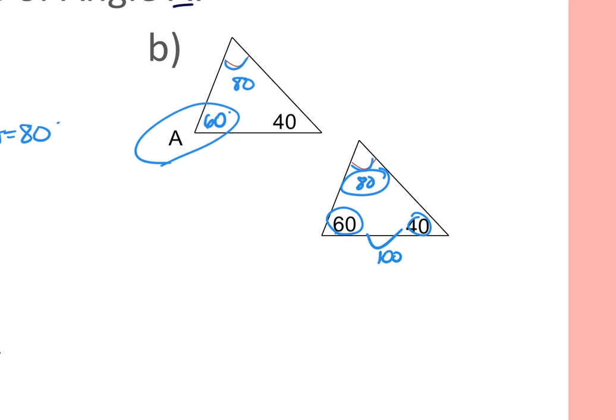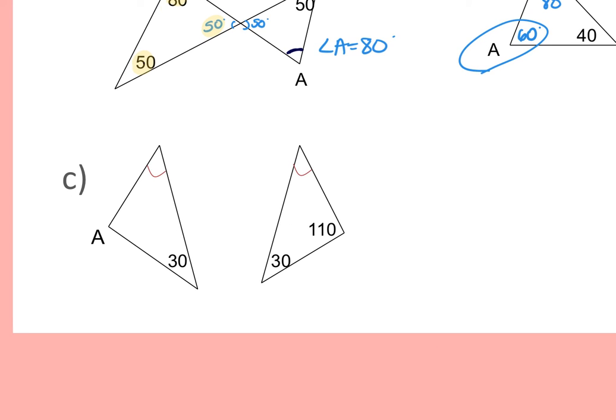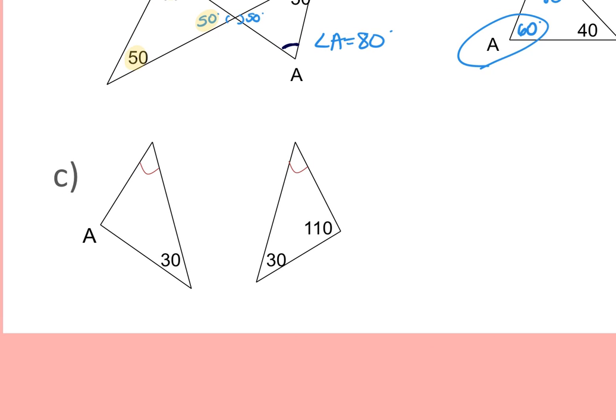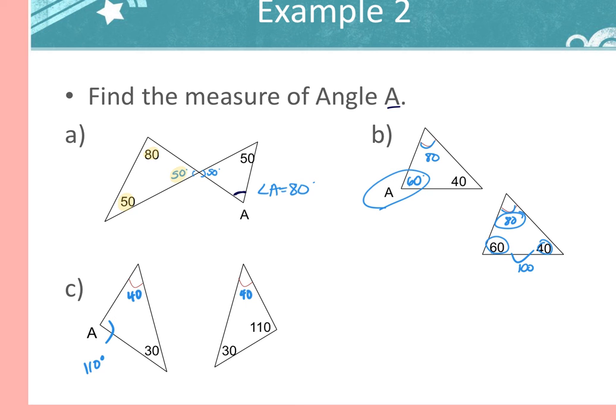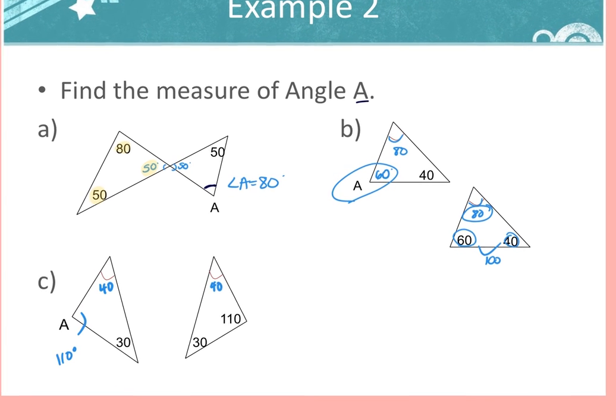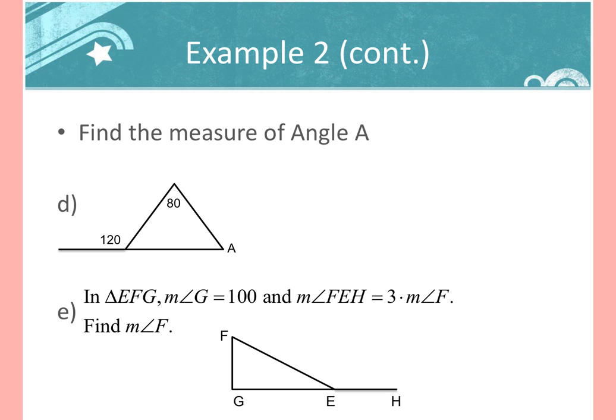Yeah. All right. C. On the right, you've got the 30 and the 110. If I add those, I get 140. That means that top angle is what? 40. And then this would be 40, which means the missing angle is 110. Easy stuff, right? This section should be on the super easy side. It is. But not the next section. It gets a little bit more complicated, but not this stuff.